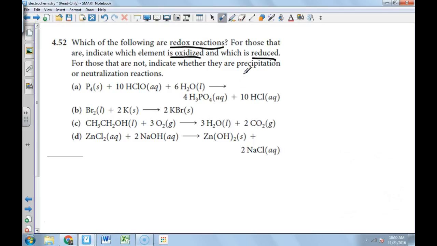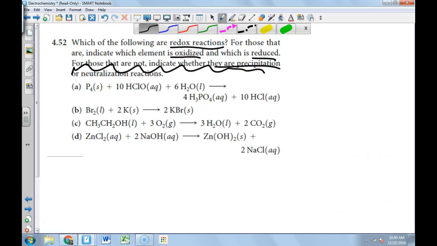We're not going to do this other part for those that are not indicated. We're just going to stick to the redox part, or the oxidation reduction part of it. So let's take a look at part A here. I already know from looking at this that this has to be a redox reaction. I'll do this in red because this is going from 0 to some value over here. If it's going from 0 to some value, I know that this is going to be a redox reaction.